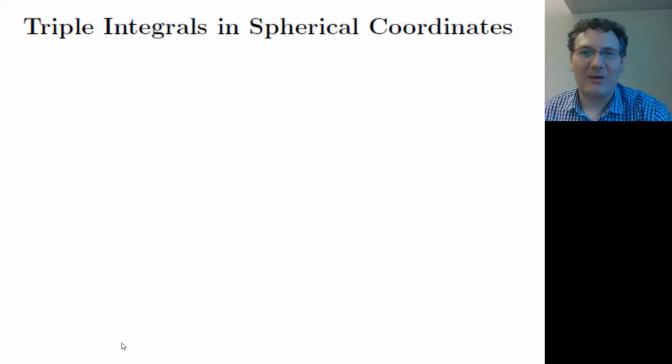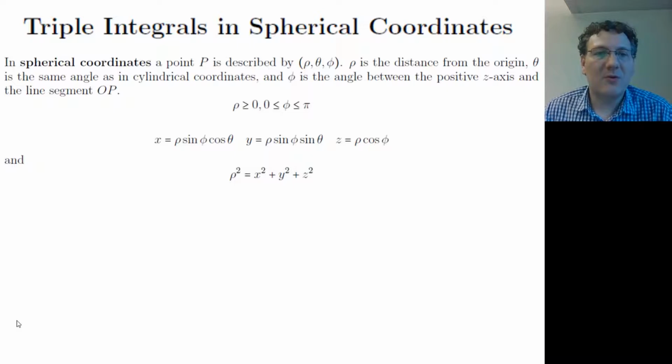Okay, everybody, hi. We're going to now wrap up this chapter on multiple integrals, looking at another type of coordinate space, spherical coordinate space. This is going to be useful when the volume of integration is spherical in nature somehow. So in spherical coordinates, a point P in space is going to be determined by three values: rho, theta, and phi.